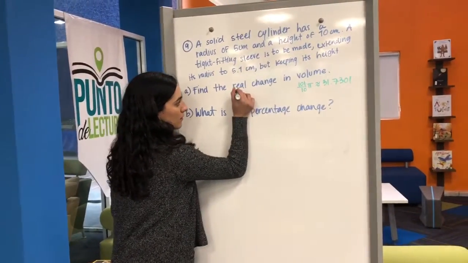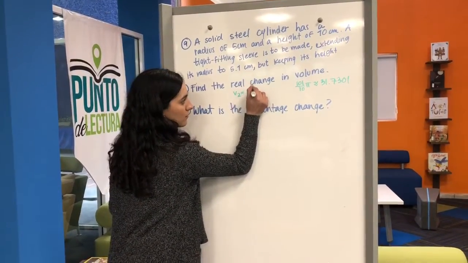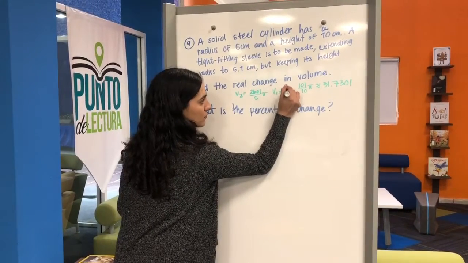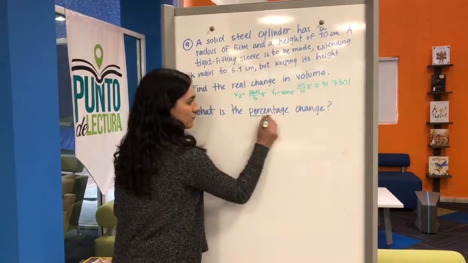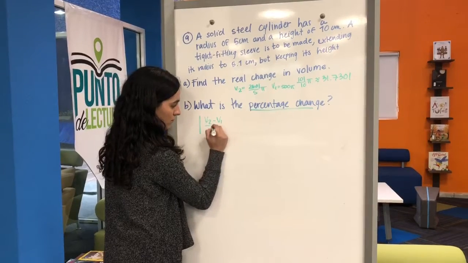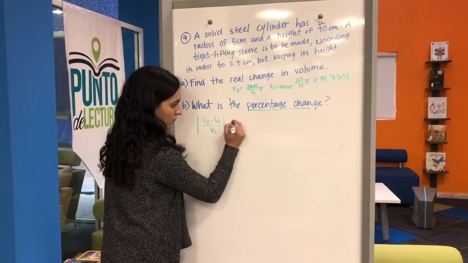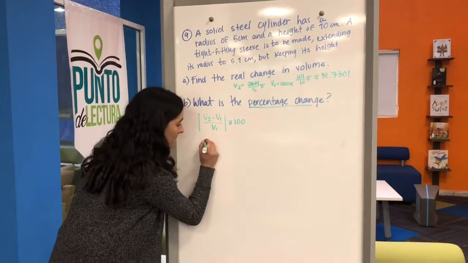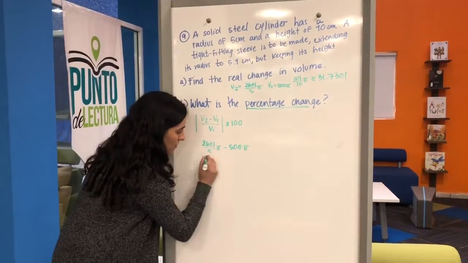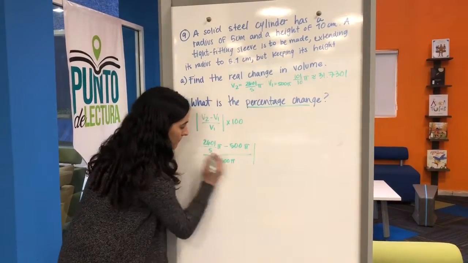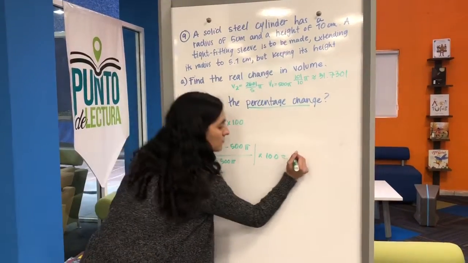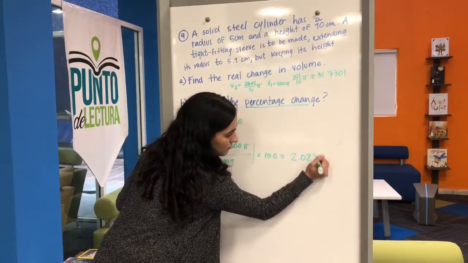For this section, you will need to recall the values for the final and initial volume. Because it is asking us what is the percentage change, you will need to find the absolute value of the difference in the volumes divided by the initial volume times 100. Now that you've placed each value in the correct term of the equation, you multiply it by 100 and you will get your percentage change as 2.02%.